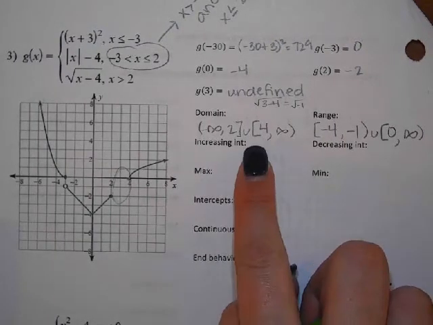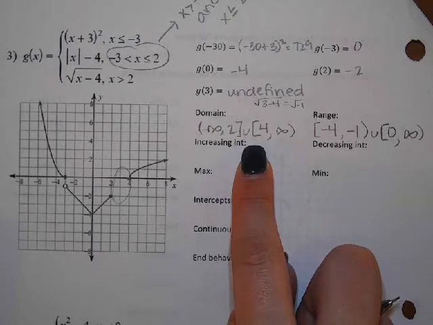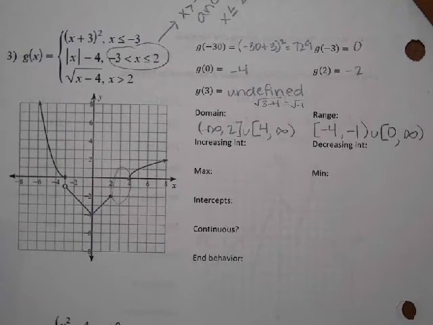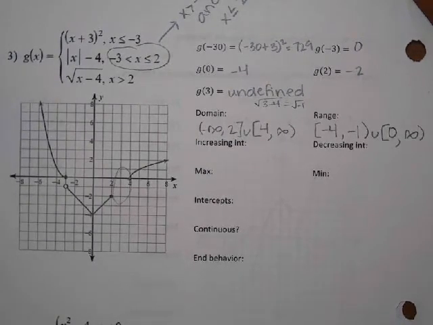So the trick to doing these with domain is to go from left to right, and for range is to go from down to up, and just keep track of what is there and what's missing. Does that make sense? If it's there, you include it. If it's missing, you don't. That's basically what domain and range are asking. Domain is asking what x values are there, and range is asking what y values are there.